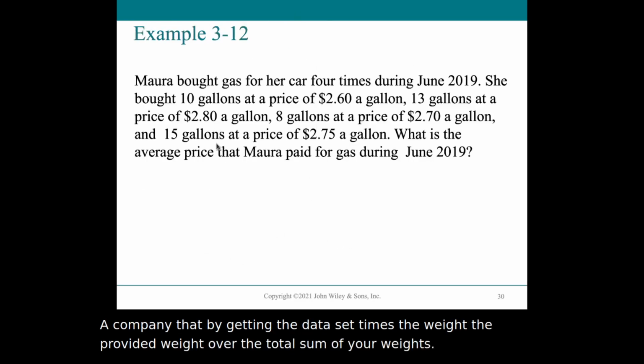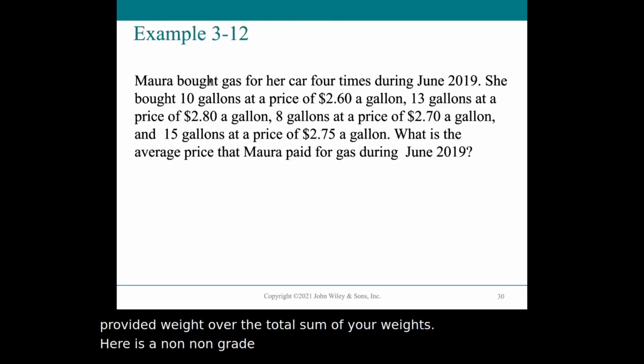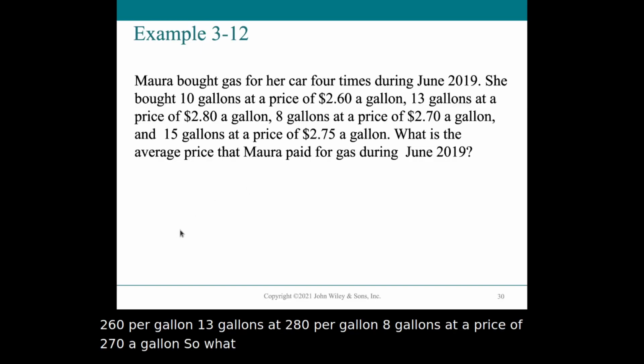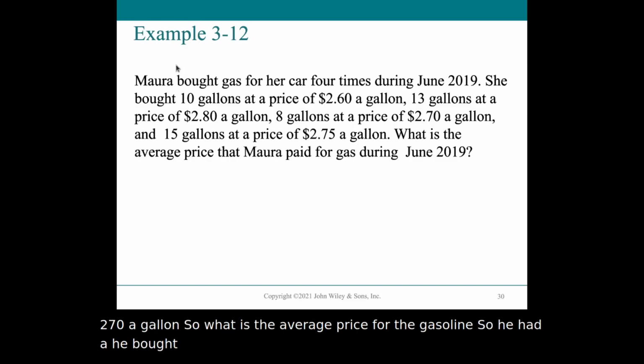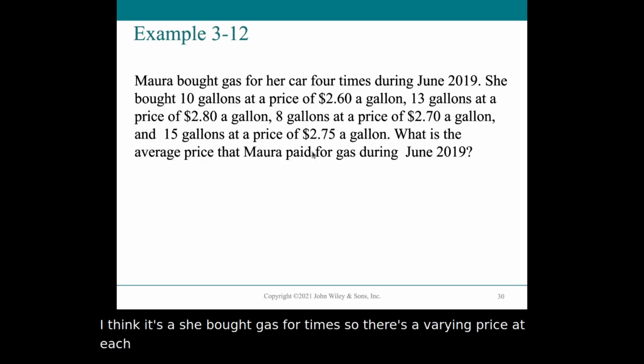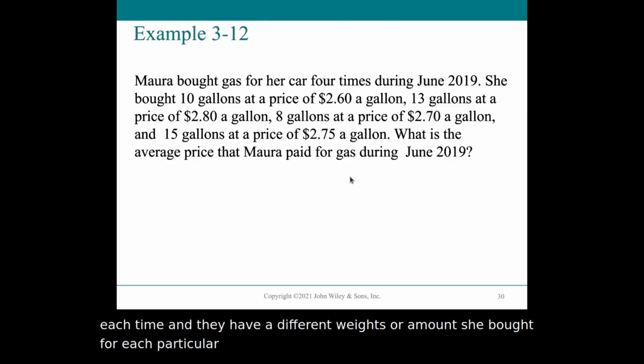So here is a non-grade example. You have 10 gallons at a price of 260 per gallon, 13 gallons at 280 per gallon, 8 gallons at a price of 270 a gallon. So what is the average price for the gasoline? She bought gas 4 times. There's a varying price each time, and they have different weights, or amounts she bought each particular time. So what's the average amount that she paid?